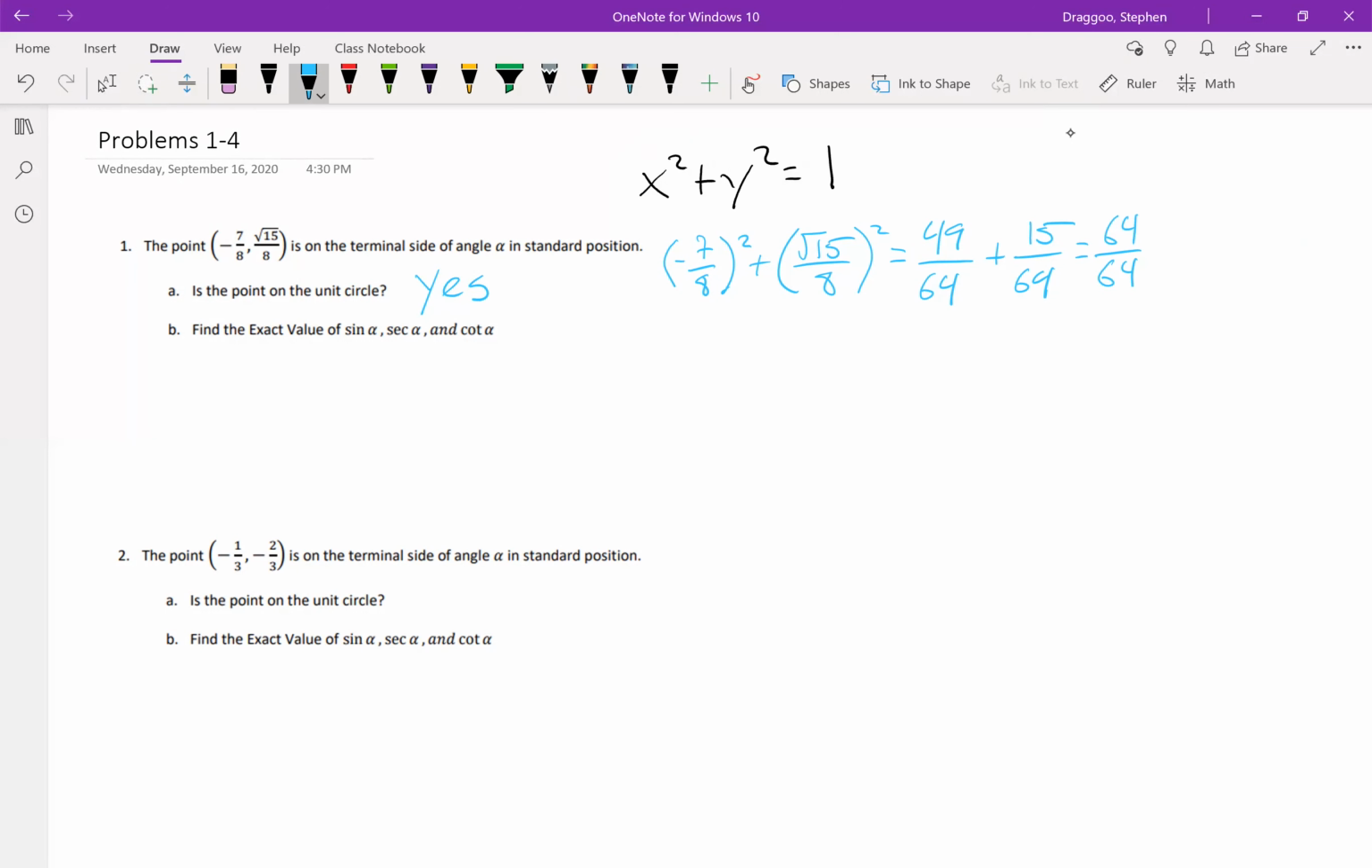Since this point lies on the unit circle, we can use the x and y definitions for sine, cosine, and tangent, along with secant, cosecant, and cotangent, to solve part B. Again, this part is only because we found that our point does in fact lie on the unit circle. So sine of alpha we know should be the y value, which is √15/8.